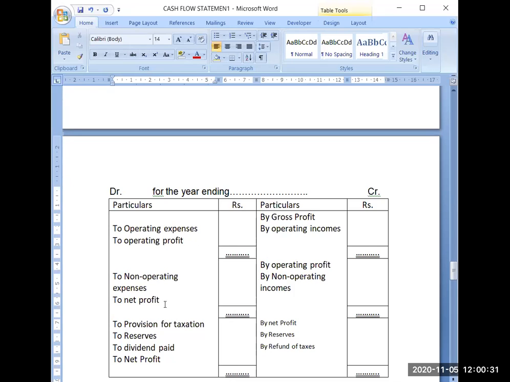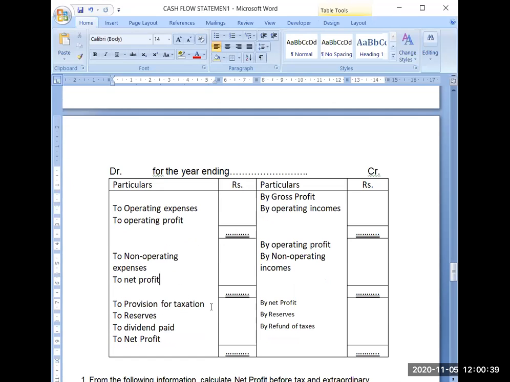When we were calculating return on investment, at that time also we have calculated this profit, net profit before dividend and tax. So if I have somehow subtracted these also, then I have to add these back to reach to this profit. So that's why I'm adding it.